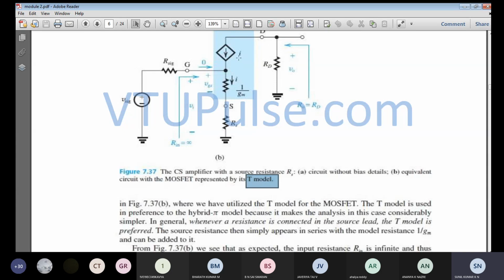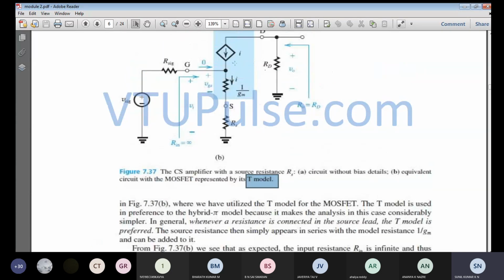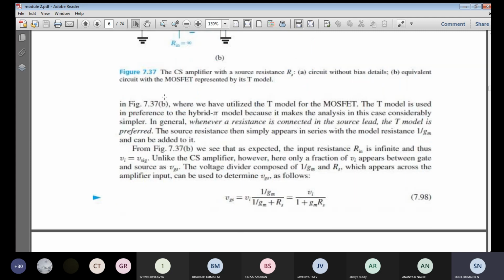I will share that PDF also, so that you will understand what the change is in the small signal MOSFET model and the T equivalent circuit model. This is the T equivalent circuit model we are going to have. Whenever a resistance is connected in the source, the T model is usually preferred because it makes the analysis simpler. When a resistance is added in the source, the analysis becomes complicated. Hence, in order to simplify, we are going to work with the T model. So we see that the input resistance Rin is infinity.